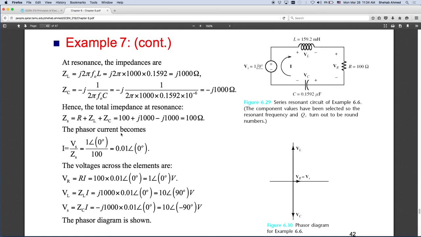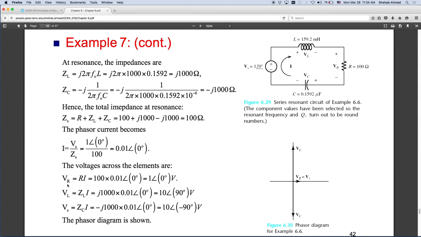So the phasor current becomes what? The current is equal to the voltage of the source divided by the impedance at resonance, which is the resistance only. That's why we took 1 angle 0 divided by 100, which gives us 0.01 angle 0. This is the current at resonance. They're asking you to calculate the voltage across the other elements at resonance, which is what you see below.